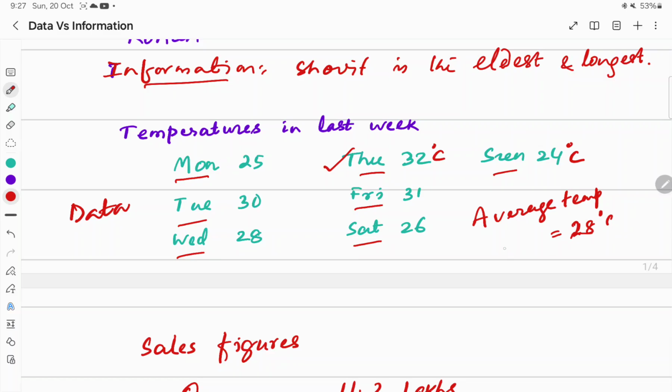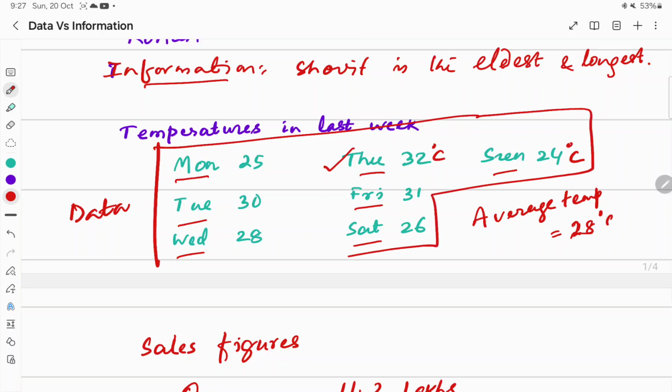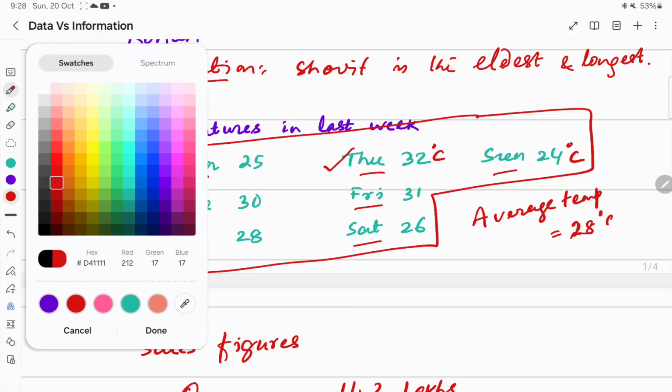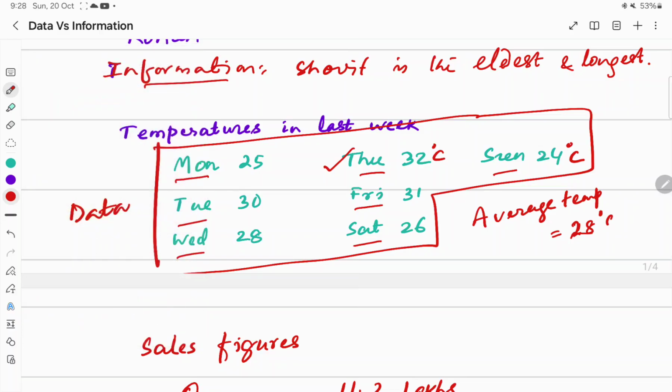So this is information. When we say this one is data, and from this data we have calculated the average temperature as 28 degrees Celsius, then that is called information. So this is the difference.